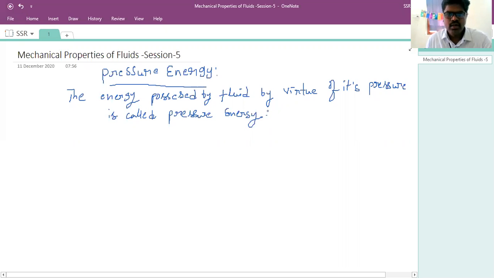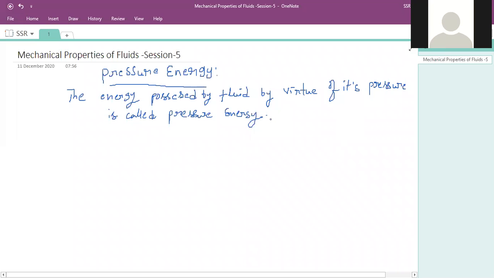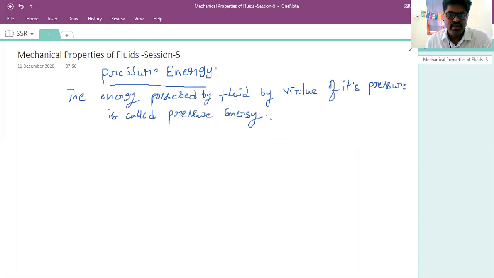For example, I have seen the water dam. There are different dams constructed on the rivers. So we can see the water dam. All of a sudden, if you open the gates, with how much pressure, with high pressure, the water will come out or spill out. So whenever you observe the big water dams, in that we can observe this pressure energy. These are the real time examples we can see.